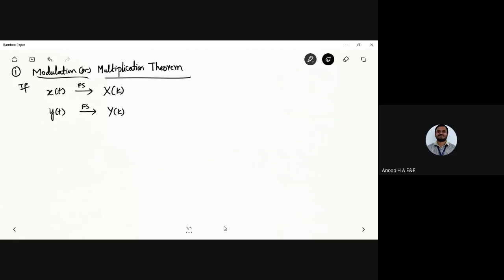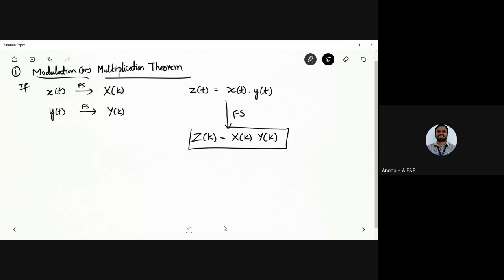All right. So now multiplication. Okay, z of t, the new signal, would be x of t into y of t. So what you are going to get by taking the Fourier series is z of k, which would be equal to x of k into y of k. So z of k is equal to x of k into y of k. All right, you are going to get it as we proceed with the derivation.